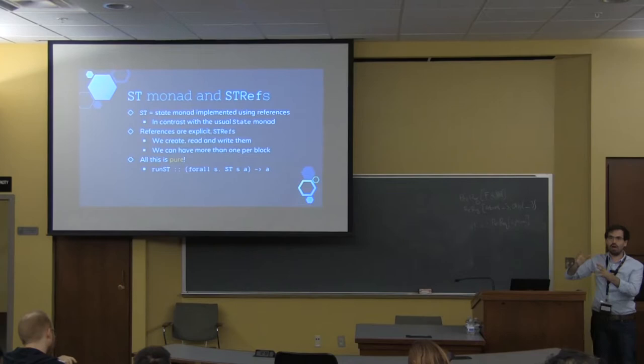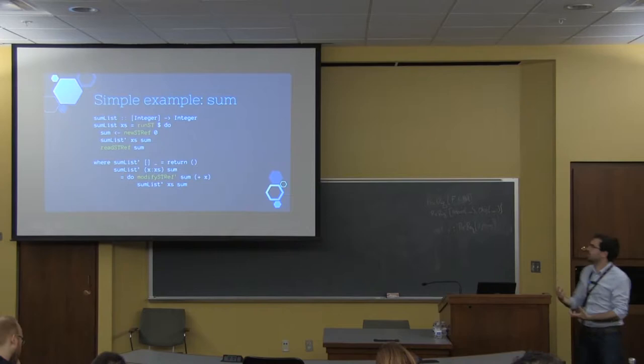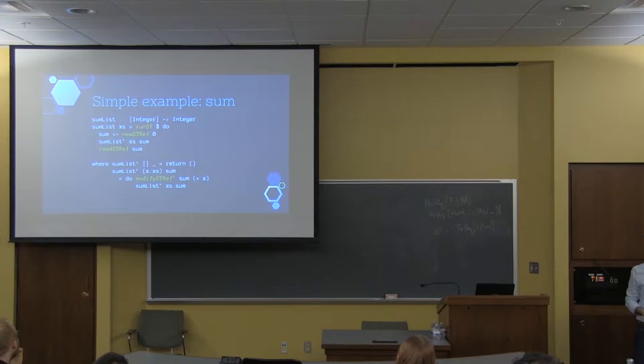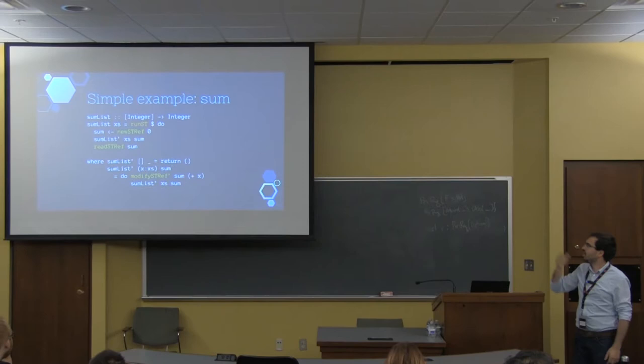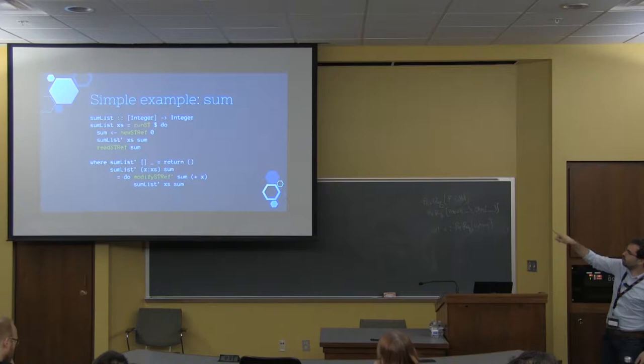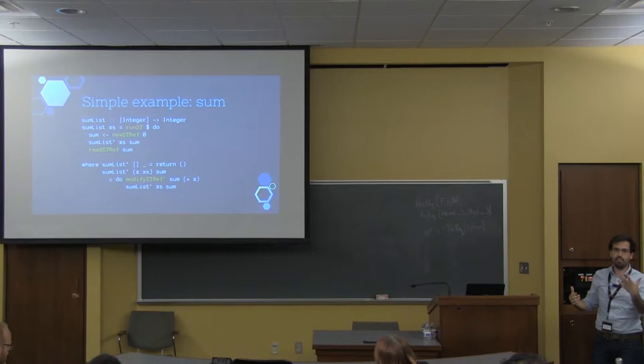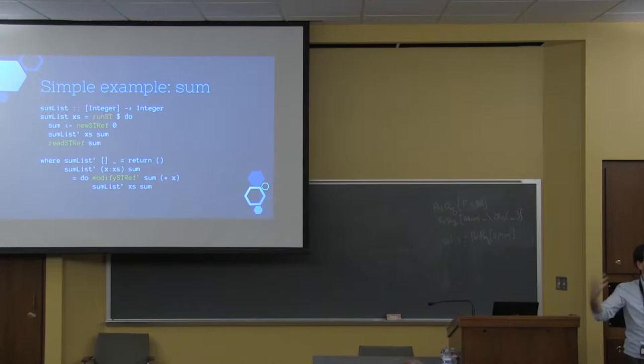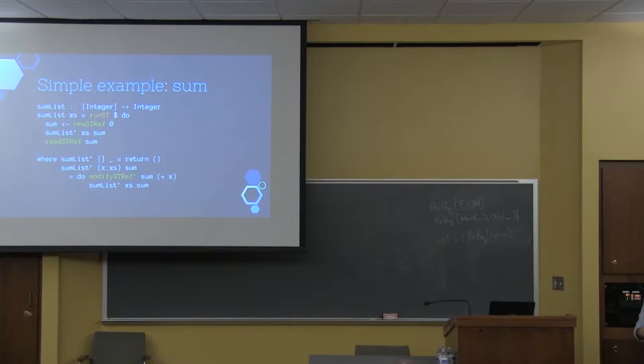So let me just use a very simple example, which is summing a list of integers, and instead of using the typical recursive thing, we are going to use a mutable reference. So you can see you have a new STRef, which creates a new cell in your memory. In this case, we start with value 0. And then we're going to go through a loop, which at every step modifies this STRef by adding a value. So it just takes the first thing, adds this to the cell, goes to the next one, adds it to the cell, and at the very end, we use readSTRef to get the value from the cell.